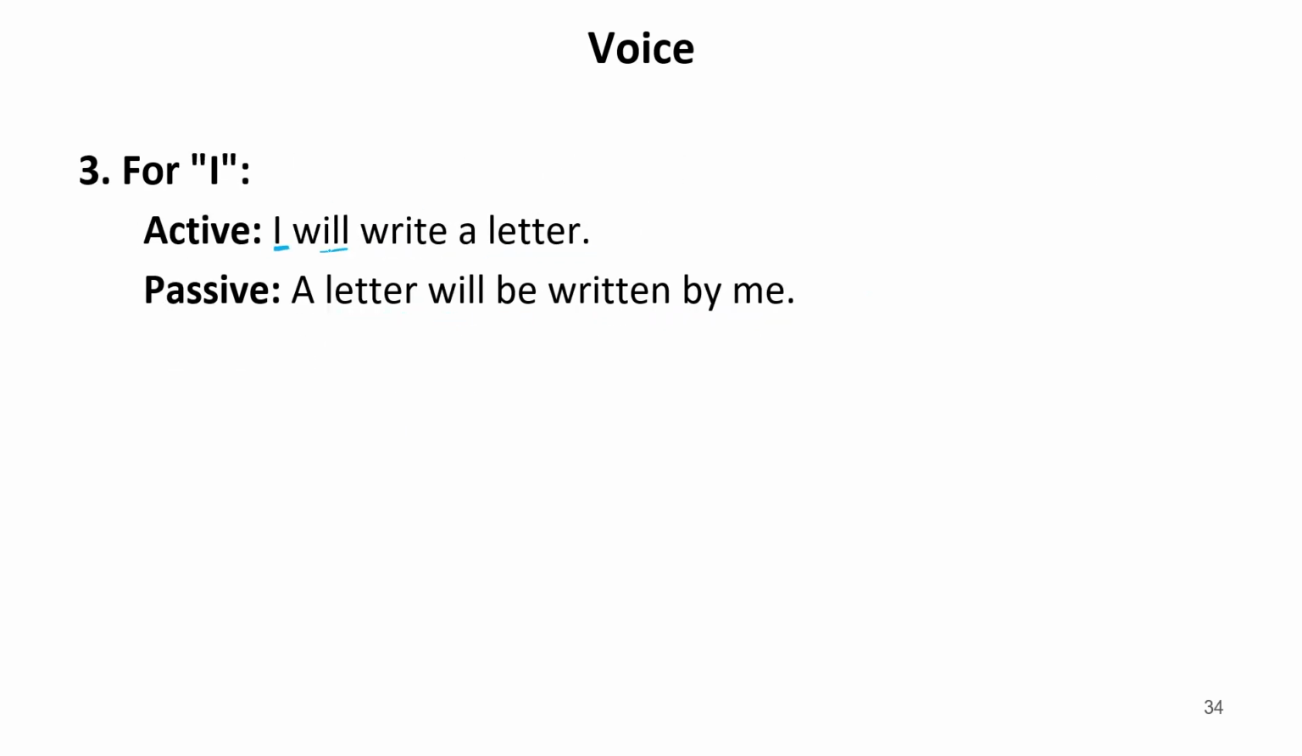Now I can be followed by will and can be followed by shall as well. Suppose, I shall make project. This sentence can also be written in future indefinite tense. Now, if we convert the sentence into passive voice, a letter, that is an object in active voice, will come to the subject place in case of passive voice. Then will is followed by be, then we have written, then by me. So I shall make project. The sentence will be converted like project.